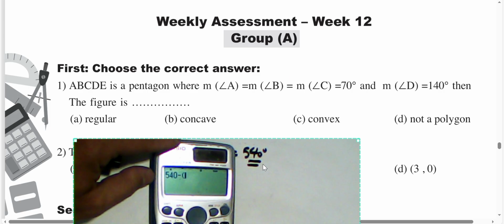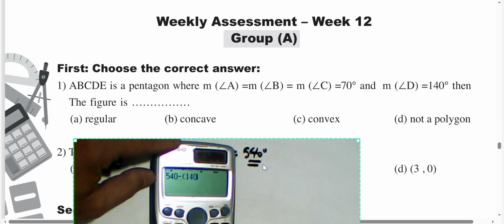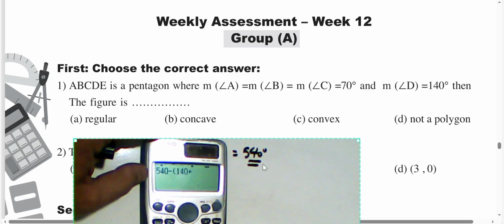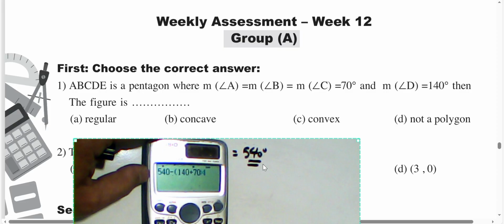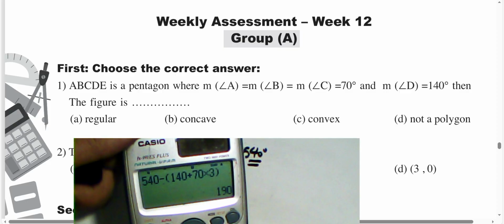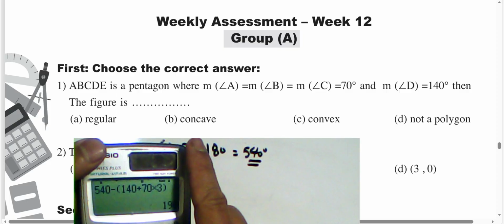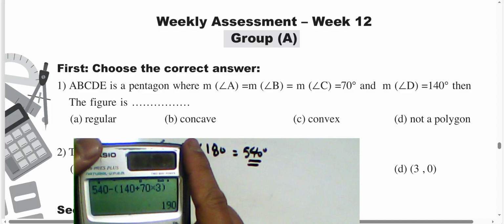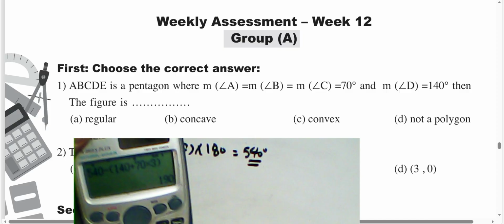The first angle was 140 and we have 3 angles. The measure of each one of them equals 70, so 70 times 3. Then the result will be 190. This angle will be reflex. Then this polygon will be concave. We call it concave because we have a reflex angle inside it.